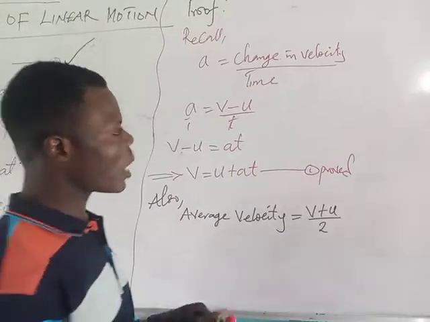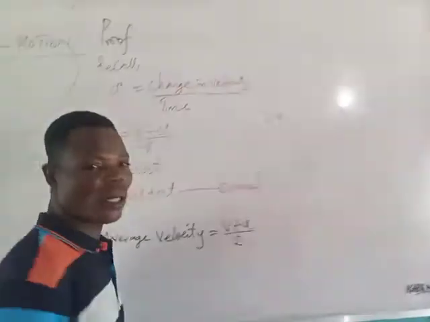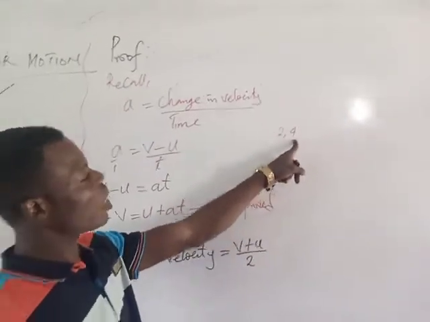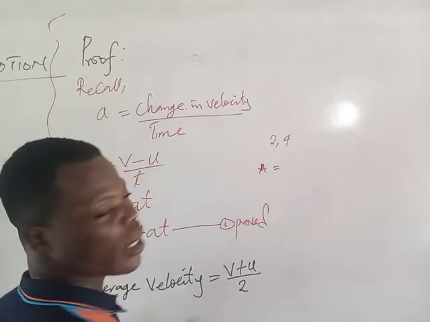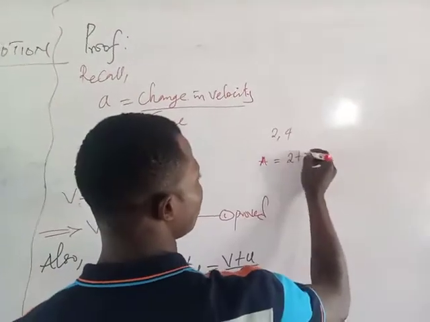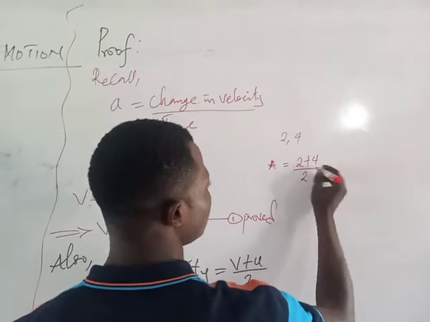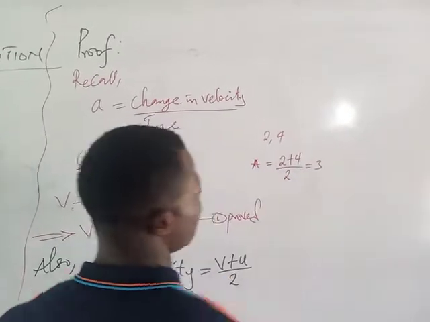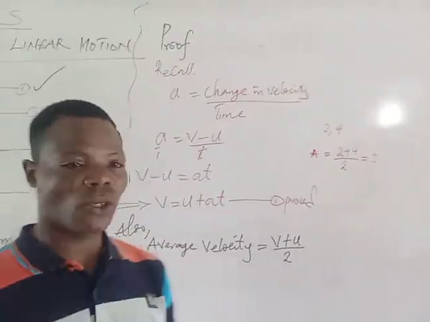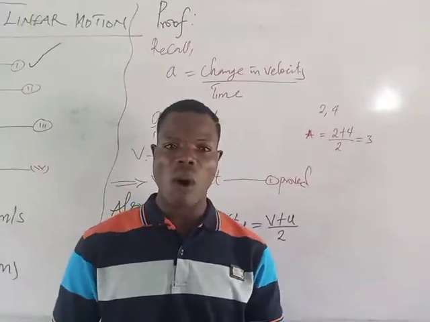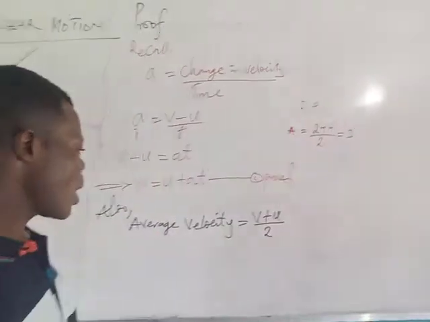Let's say you have two terms, you are considering 2 and 4. If you want to find the average of 2 and 4, which is the same thing as mean, it will be 2 plus 4 divided by 2. And this will be equal to what? 3. So that is what you mean by average. Average has to do with the center value or the mean of the values given to you.